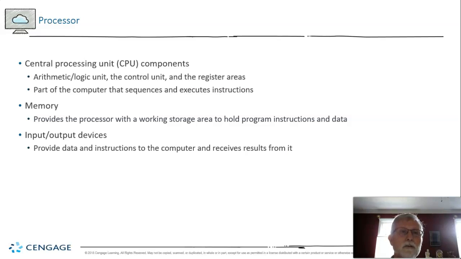Now, the central processing unit has an arithmetic logic unit (ALU), a control unit, and register areas. It is the part of the computer that sequences and executes instructions. Memory just provides a workspace, working storage to hold the program instructions and the data it's operating on at one time. And of course, input-output devices get data to and from those different devices.